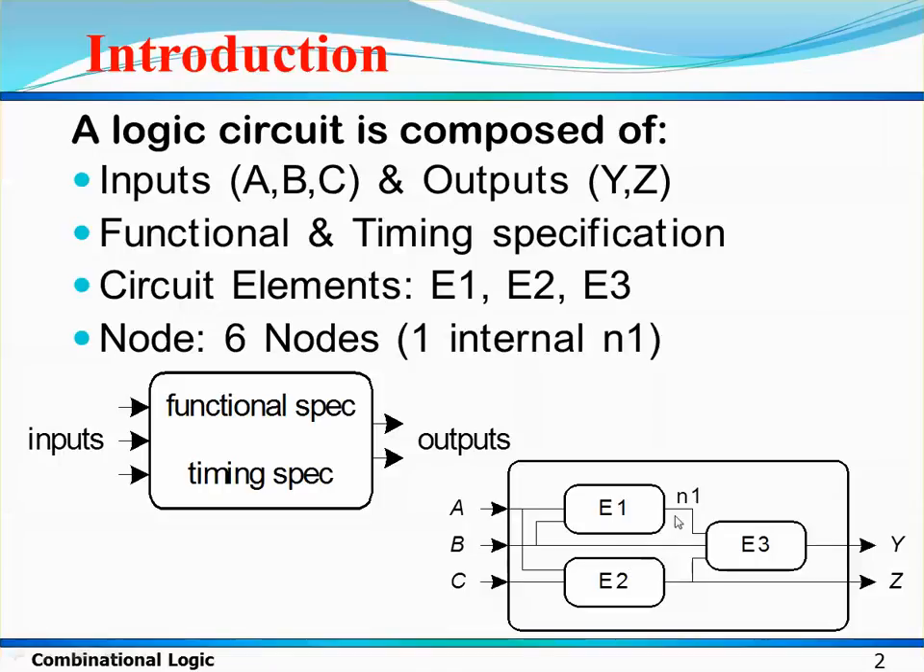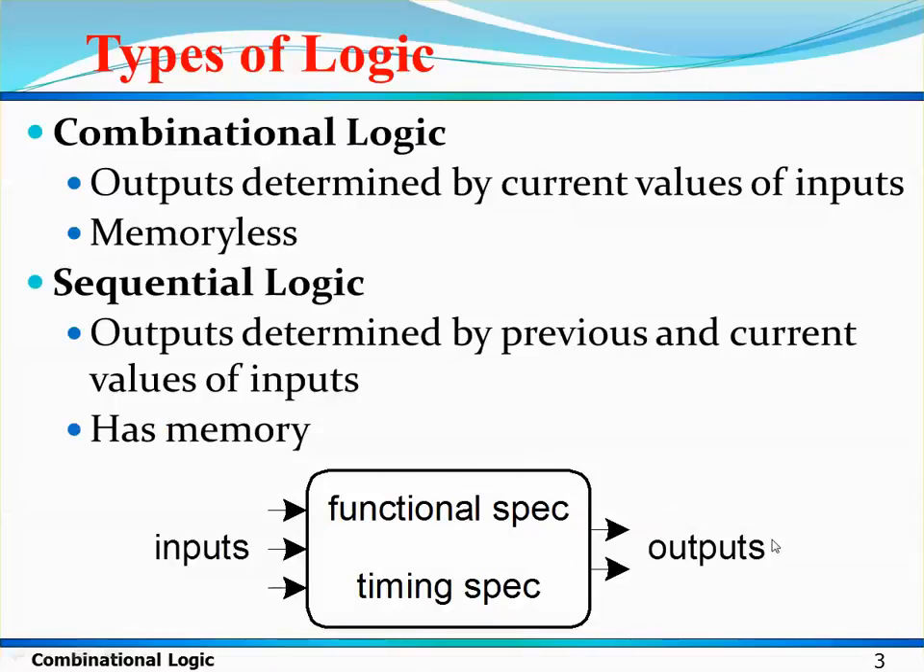Out of these 6 nodes, one node is an internal node N1, which connects the circuit element E1 to E3. So there are two types of logic circuit. One is combinational logic, the second is sequential logic. For combinational logic, outputs are determined by the current values of the input, meaning that we don't need to consider what happened in the previous time. So we don't need to remember the values of the previous time. No memory is used here.